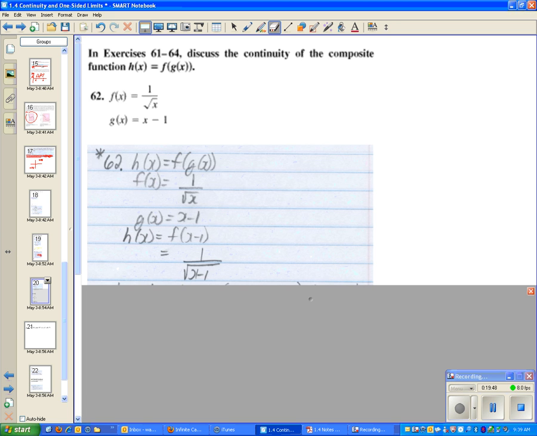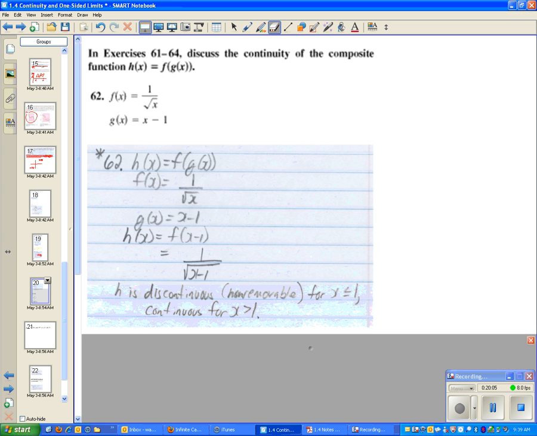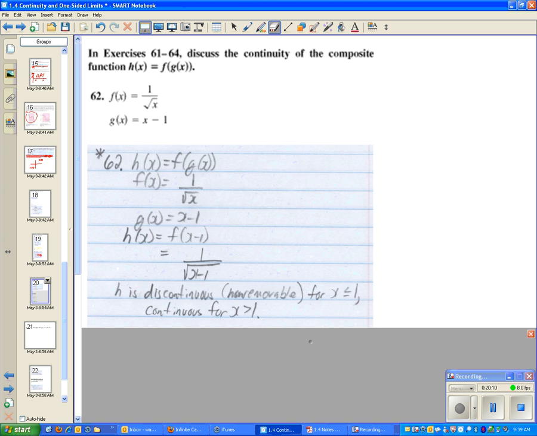It can't be something like 0 because that'd be a negative under a square root. It can't be a negative number. That'd give you a negative under a square root. So this function will be continuous for all x greater than 1. Understand? Now, I wrote it two ways. You can really just write it one way. But h is discontinuous for x less than or equal to 1, continuous for x greater than 1.